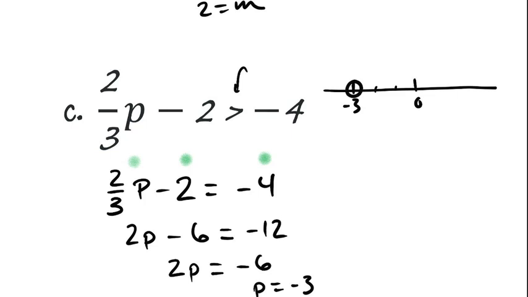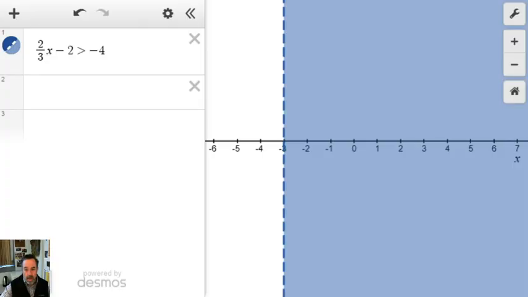And then I just test 0. So if I plug 0 into that equation, it's going to become negative 2 is greater than negative 4, which is true. Negative 2 is larger than negative 4. So that means the side with the 0 contains the solution, so we are going this direction. And for a quick visual confirmation in Desmos, we do see that negative 3 is our boundary, it's an open boundary, and it's everything to the right of that boundary.